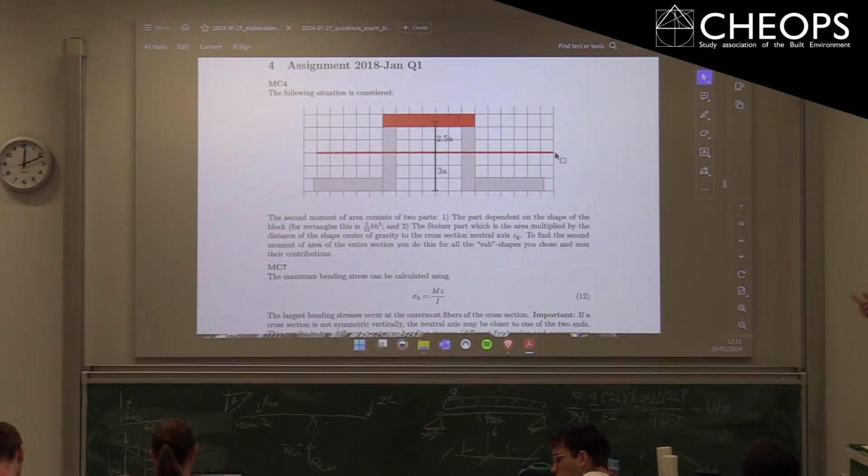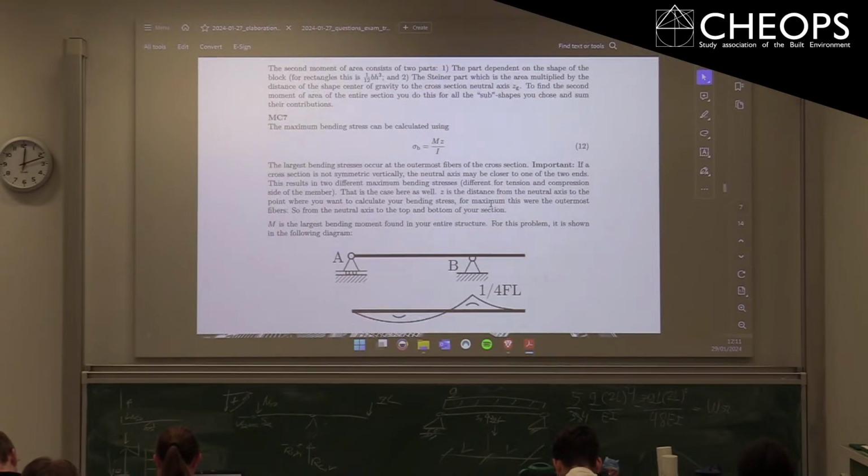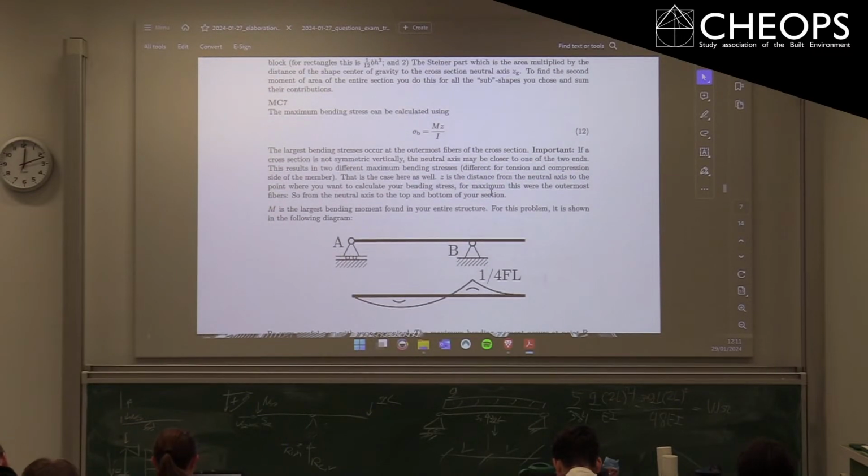And then the next step was to calculate this for the entire cross-section. You do this for all the shapes in your cross-section. I hope that is clear for everybody. Other people who still have questions about the neutral axis in itself and this part? Good, that's good to hear. Then we just skip straight to the questions about the stresses, actually.